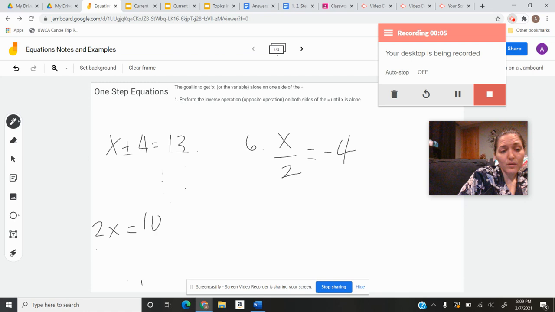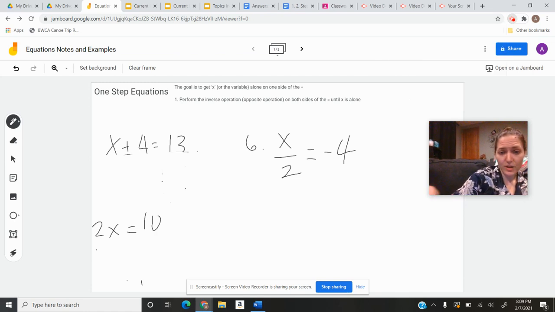So the goal when you solve for x, even if it's just a one-step equation, is to get x or the variable by itself. So whether your variable is x, y, a, b, whatever it is, you want it alone by itself on one side of the equation with the equals, and then the number on the other side, and that number would just be your answer.